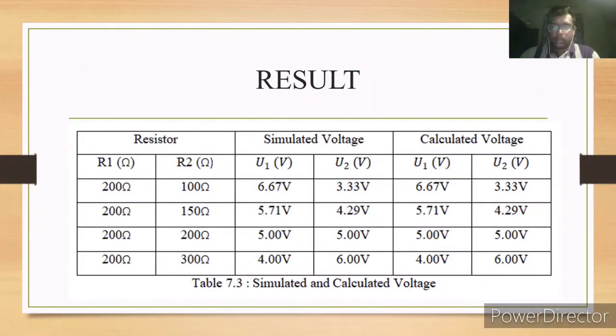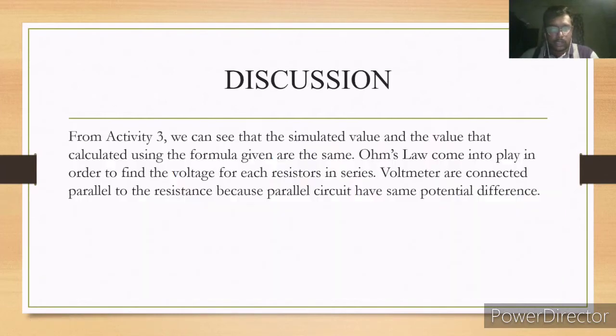So let's look into the result for this activity 3. These are the resistive loads that we have used, which is R1, R2, which consists of the loads that we have used in the simulation. These are the voltages that we have obtained from the simulation, and these are the voltages that we have obtained through manual calculation by using the formula given in the lab sheet.